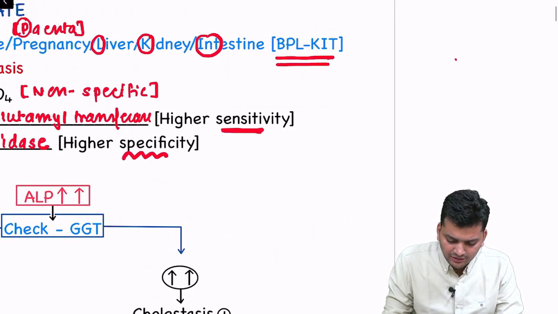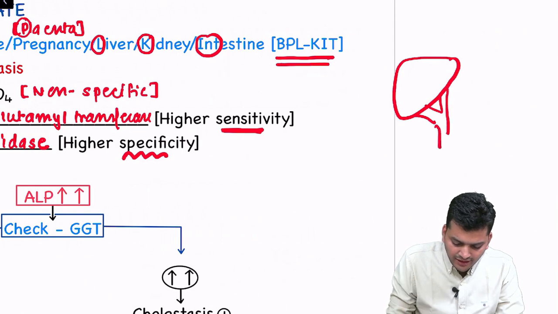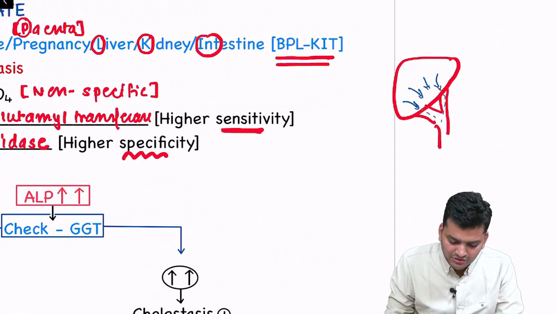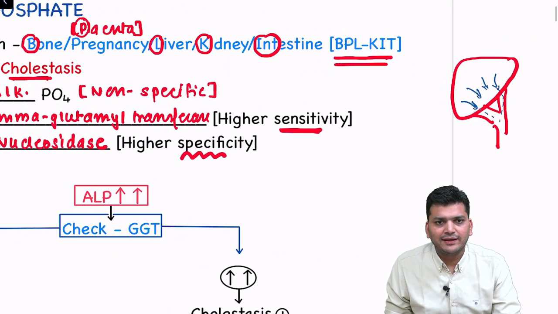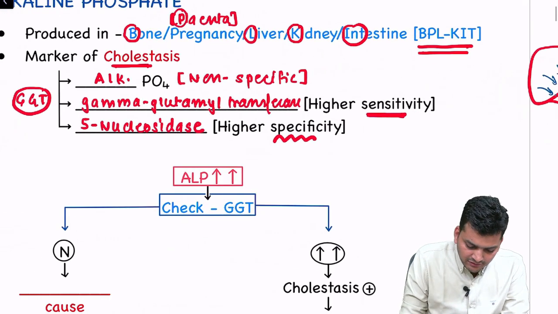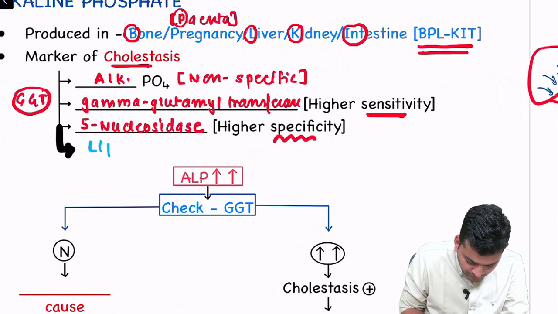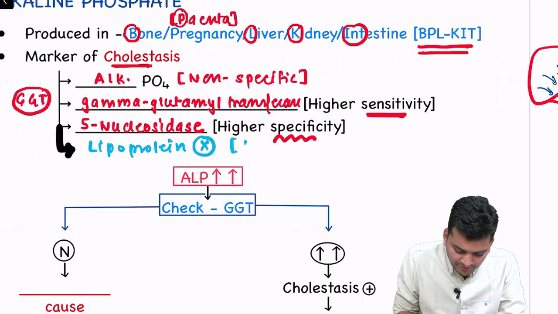Cholestasis means, for example, here is the liver, and here is the biliary tree. The hepatocytes make the bile, and ultimately it comes into the biliary system. If by any chance there is an obstruction in this flow, then it is called cholestasis, and for that we can use alkaline phosphatase, GGT, or 5-nucleotidase. There is one more we can add, that is lipoprotein X, which is sometimes written as LPX.